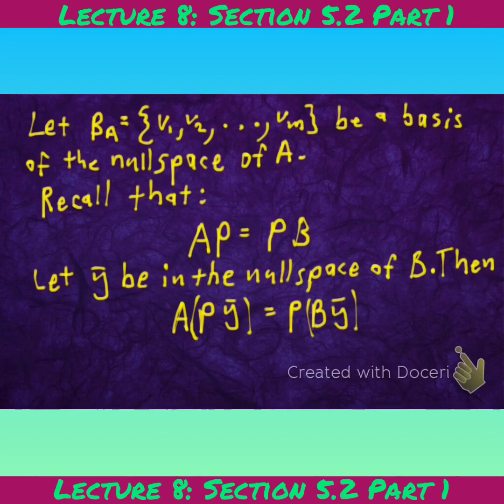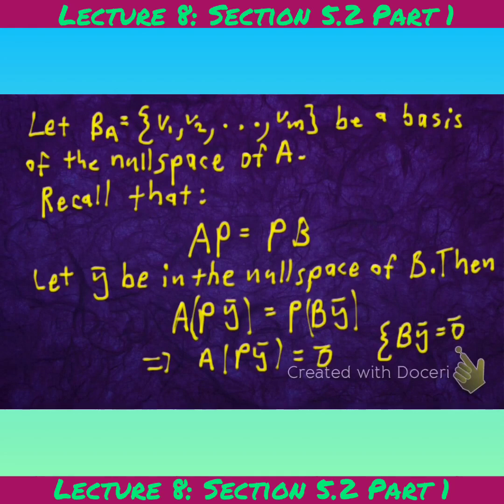Then if you multiply on both sides with the vector y, you get equality, and that's going to imply that A times Py, that whole vector, is going to be the 0 vector. And why is that? That is because y is in the null space of B. So multiplying it with the matrix B is going to be the 0 vector, and the 0 vector times P is the 0 vector. Okay?